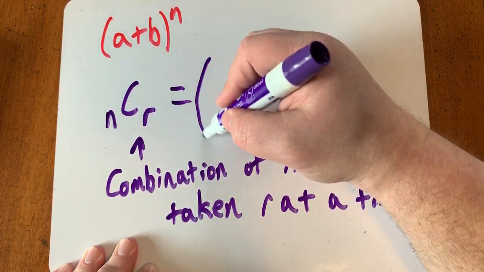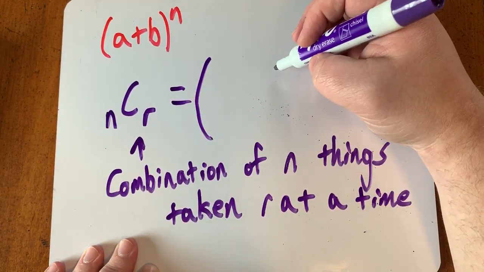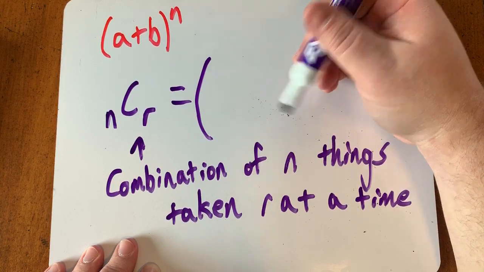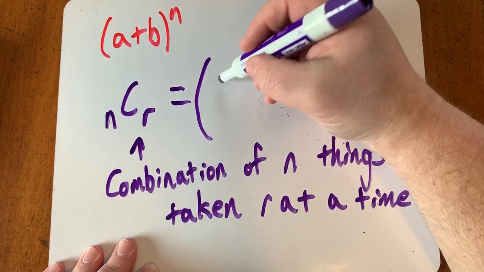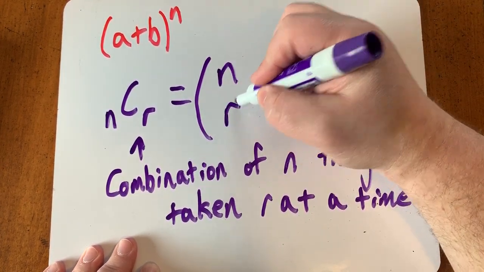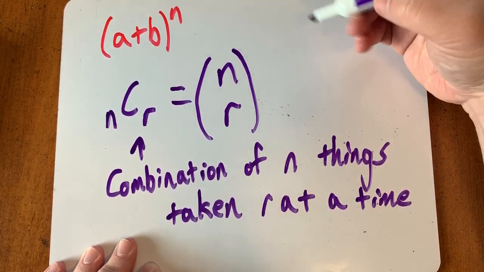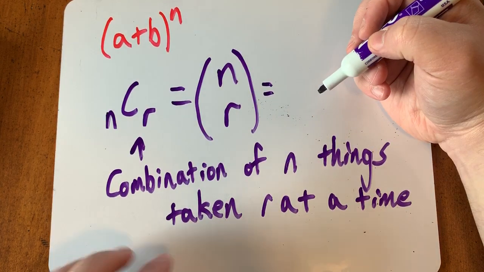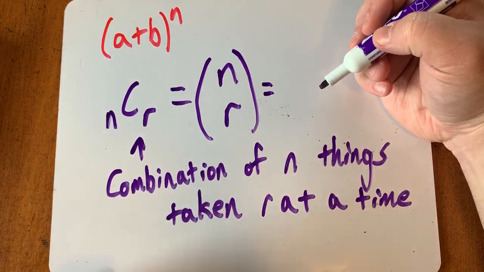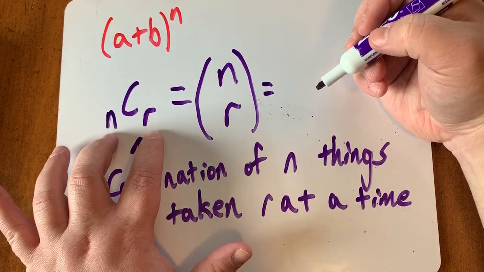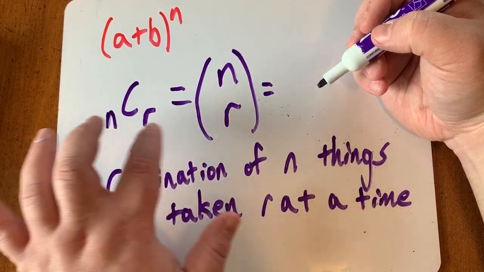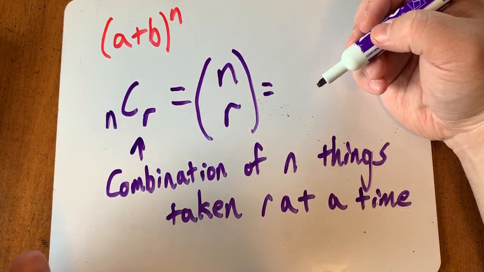Another way to represent this, and this is the way we're going to do it here, is it's kind of like an ordered pair, except it's going to be vertical, where it's n, r, no fraction bar in between. It's just like that. So this is the notation we're going to be using today. This is also acceptable notation. These two mean literally the same exact thing.